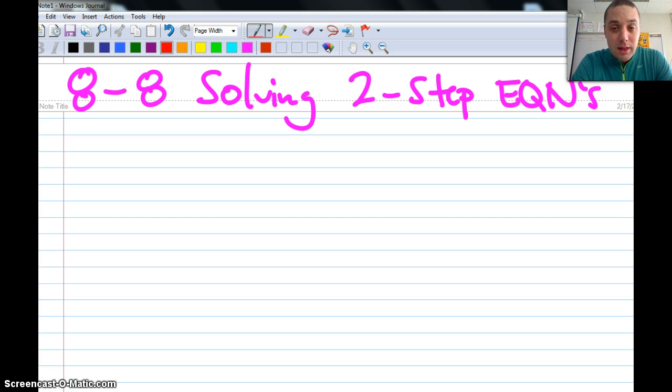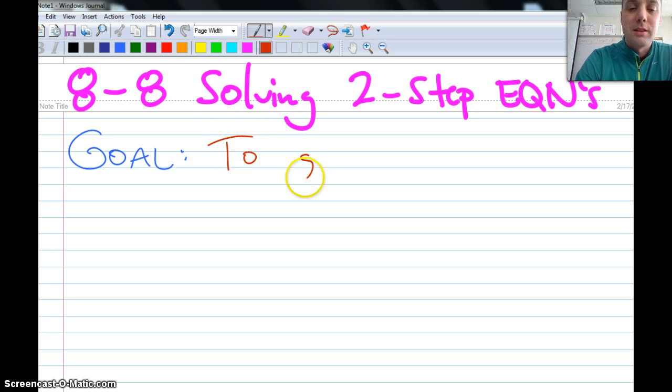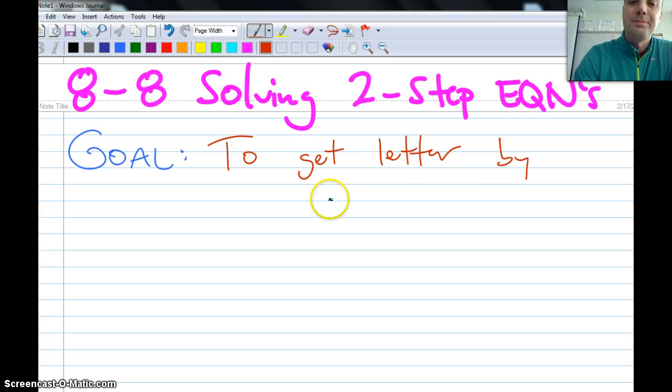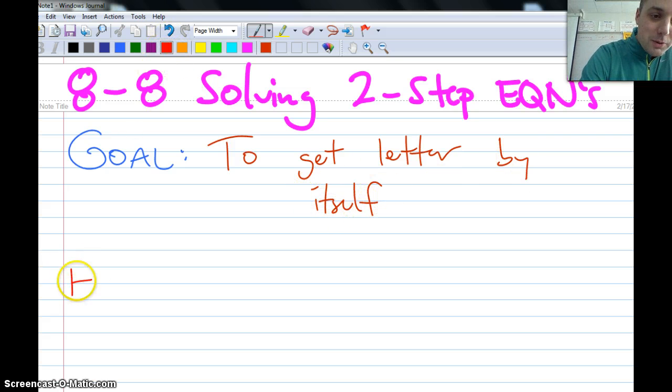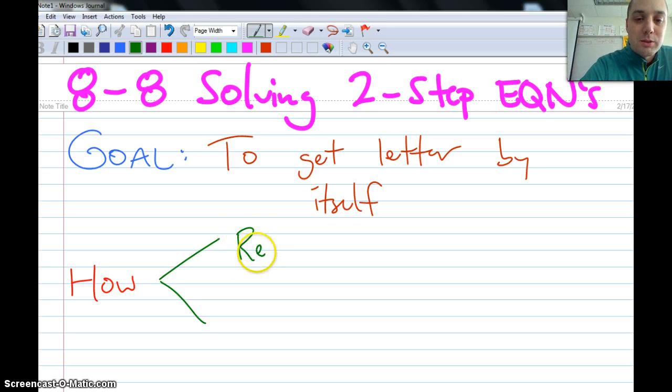Last lesson we wrote our goal was to get the letter by itself. Same thing right now. I'm going to have you write that first. Our goal in this lesson is to get the letter by itself, or to isolate the variable. Last class we wrote how we're going to do that. Just like that time, the reasons are two-pronged. The first way we're going to do this is by using reverse PEMDAS.